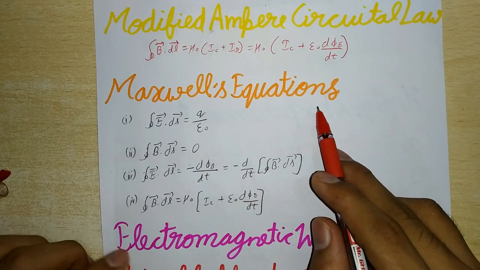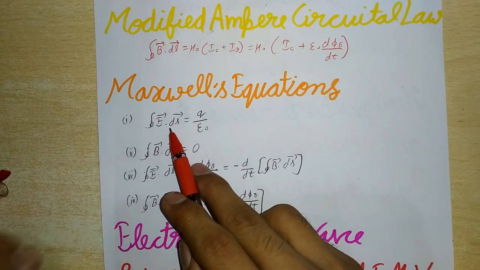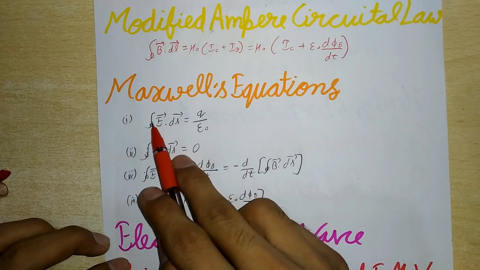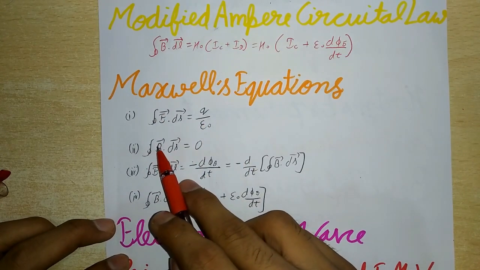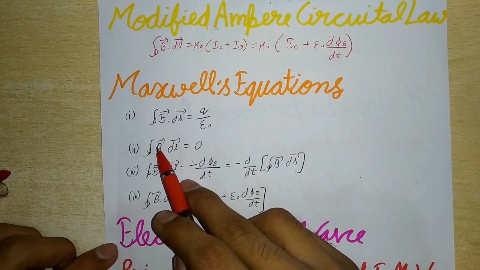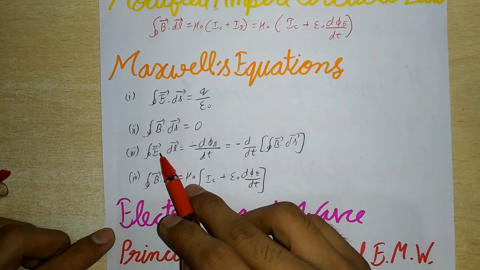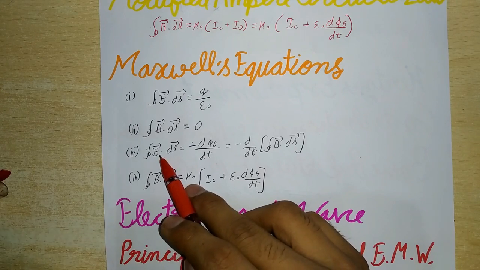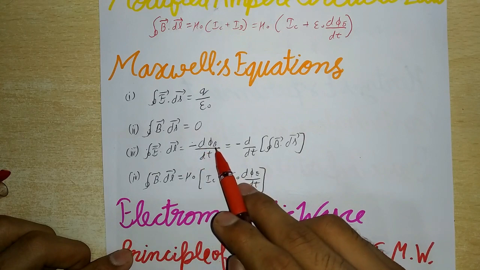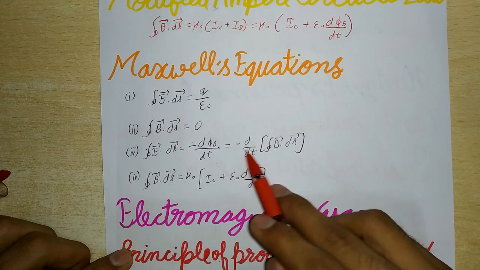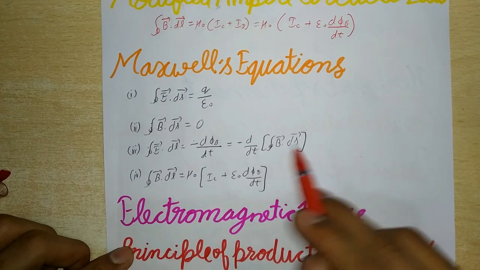Now next is Maxwell's equations. These are the following equations. First, Gauss law of electrostatics: integration E dot dS equals q upon epsilon naught. Second is Gauss law of magnetism: integration B dot dS equals 0. And third, Faraday's law of electromagnetic induction: integration E dot dl equals minus d phi_B upon dt, which equals minus d upon dt of the integration B dot dS.